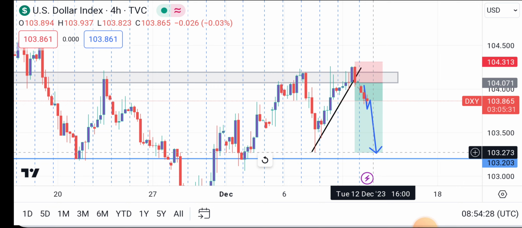But this means that if the US dollar is selling, then we are buying the EUR/USD and we are selling the USD/JPY. So it's a different story on the EUR/USD and the USD/JPY, as well as gold and GBP. So let's move forward.